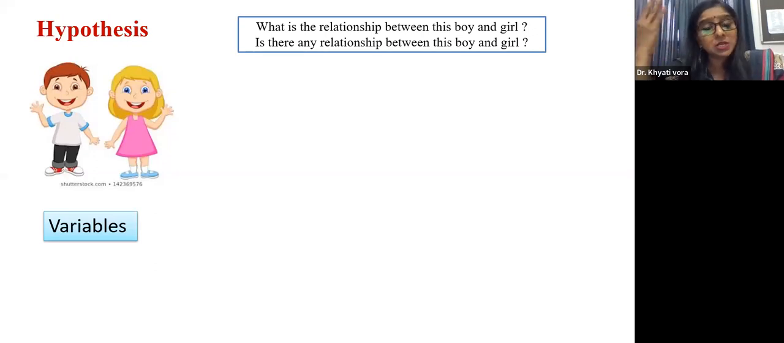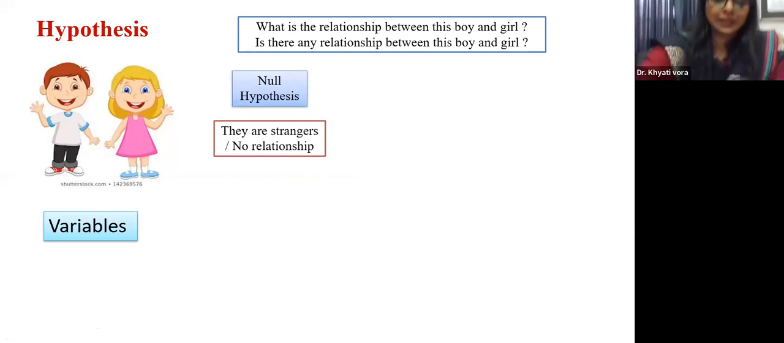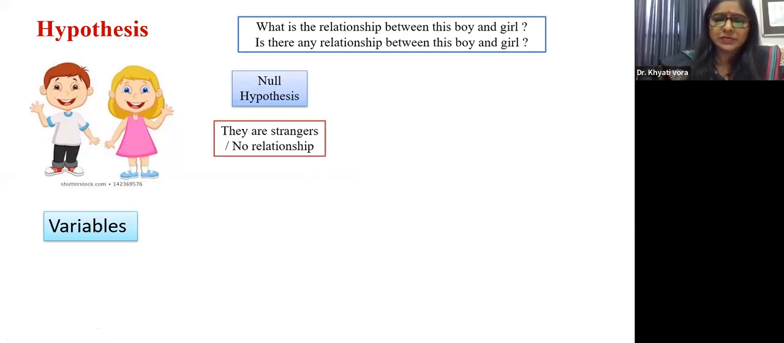The first question that everybody has: are they related? Are these two variables related? So, you will get an answer. They are strangers. You will collect data. From where will you collect? ROL, primary data. You will ask people. And from those facts, you will get to know whether they are strangers or they have some relationship. So you got an answer. No, they are not related to each other. They don't know each other. They are strangers. You are accepting the null hypothesis.